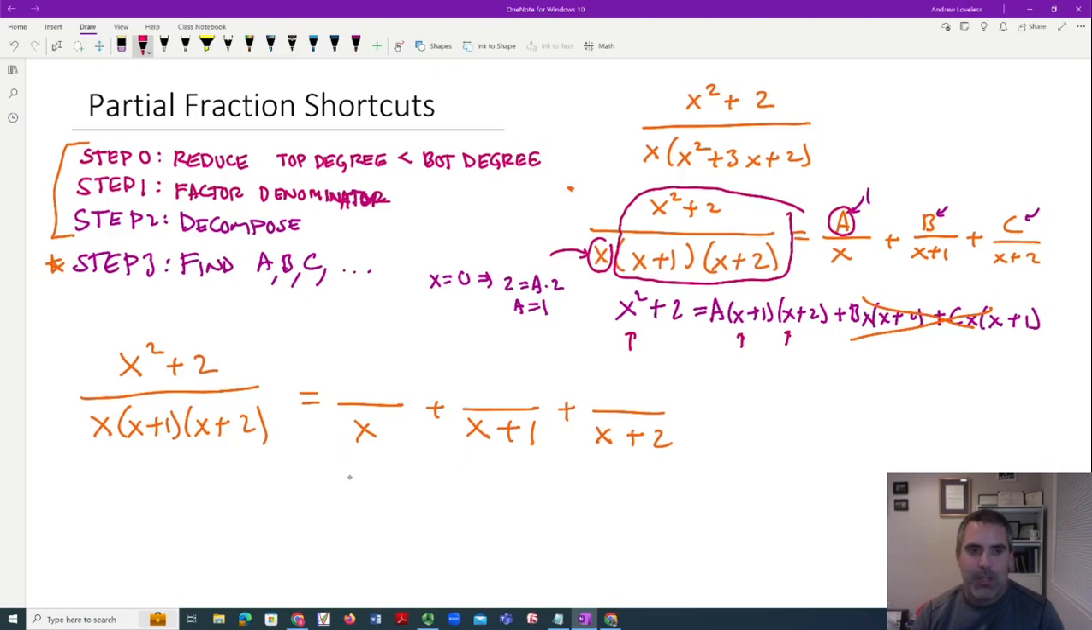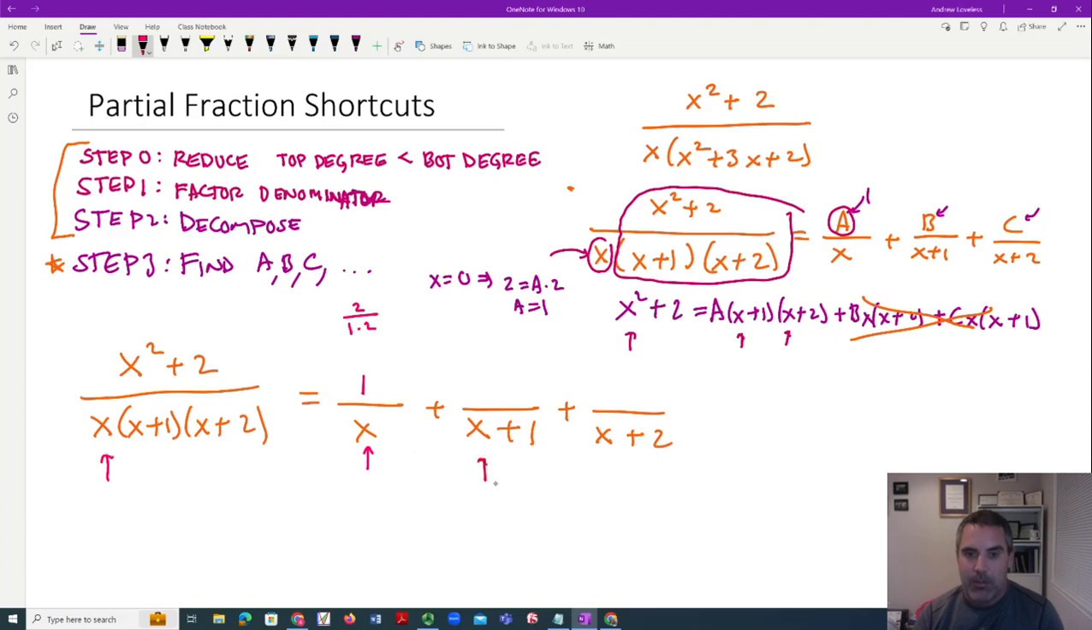So the cover-up method is to cover these two things up, and whatever makes that factor 0, which is 0, plug in for the rest of them. So plug in a 0 here, a 0 here, and a 0 here. That's going to give you 2 over 1 times 2, which is 1. That's A. It's super fast when you see it.